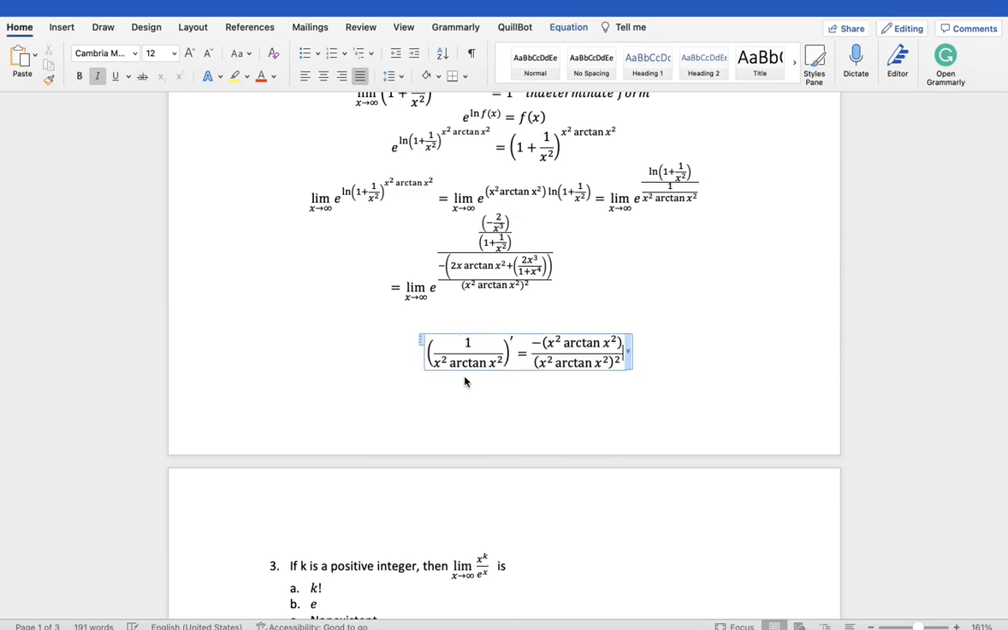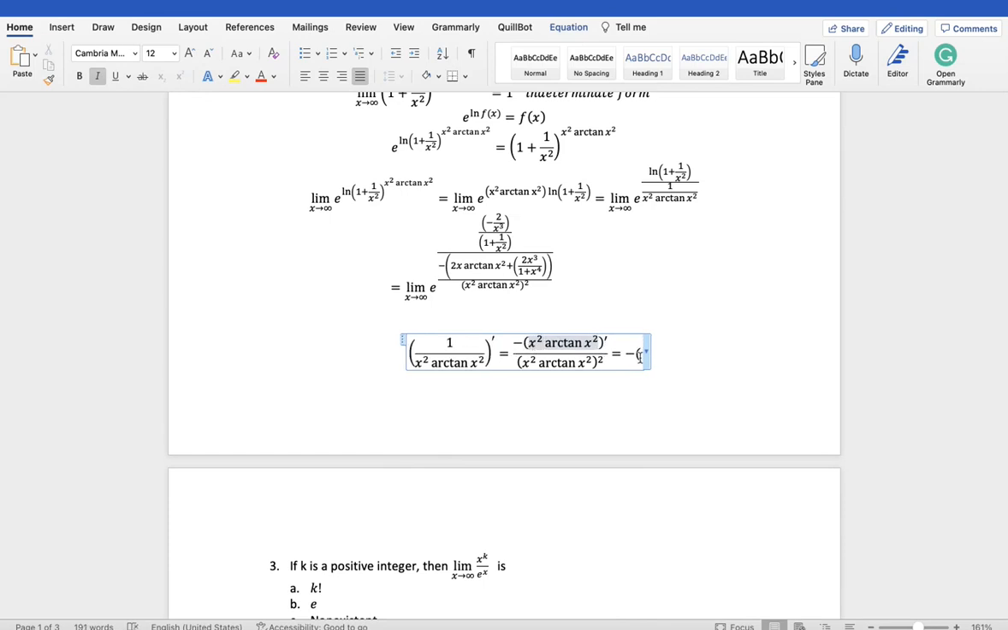all squared. Okay, so now let me put the sign of differentiation there. Let's find the derivative of x squared times arctan x squared. So this is equal to, we can take out the negative sign for now, right? What do we have in the brackets? Here we have the product of 2 functions, so we use the product rule. You take the derivative of the first factor, which is x squared. So you have 2x.